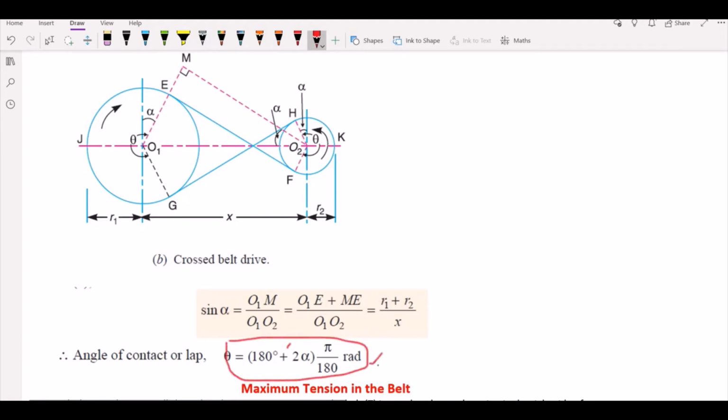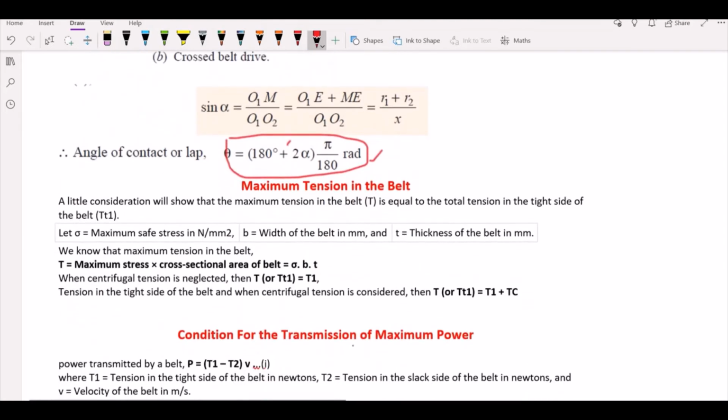Okay, now the angle of contact has been done, power has been done, and length of the belts for open and cross belts has been done. Next, we'll try to calculate the maximum tension in the belt. So how do you calculate the maximum tension? Previously we have already calculated the tension, and based on the tension itself we have calculated the power. Now let's try to calculate the maximum tension. For this we need to consider the maximum safe stress in the belt, as well as the width of the belt, and the thickness of the belt.